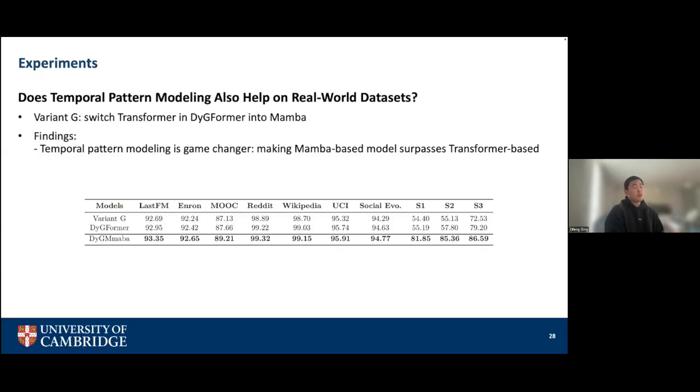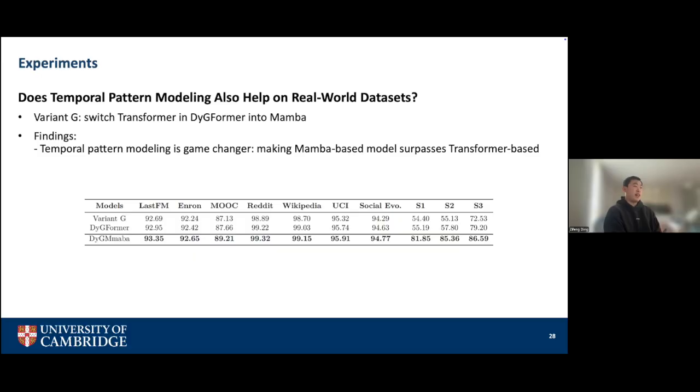And we also try to think, does temporal pattern modeling help on real-world datasets? Because previously we only showed that it works on synthetic datasets. So what we do is that we develop another variant called variant G by switching the transformer in DyGFormer into Mamba. If we take a look at the results here, we see that variant G is outperformed by DyGFormer constantly.